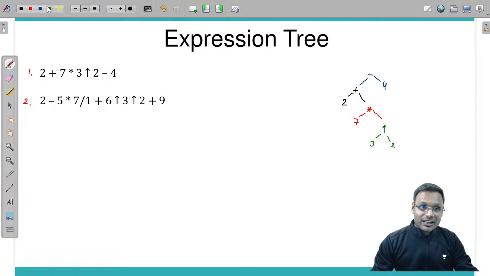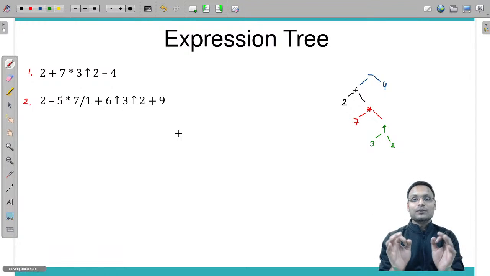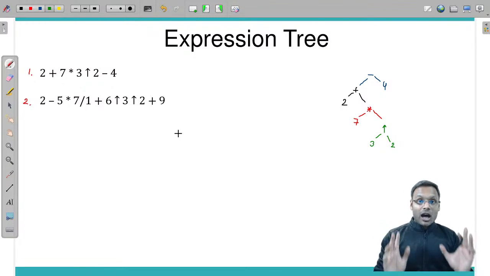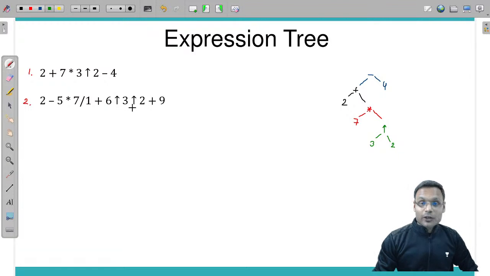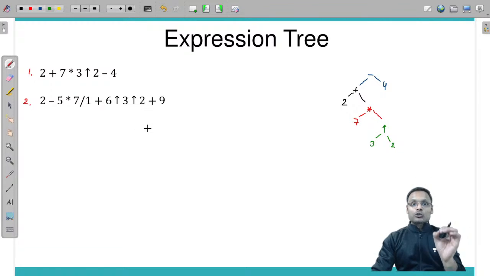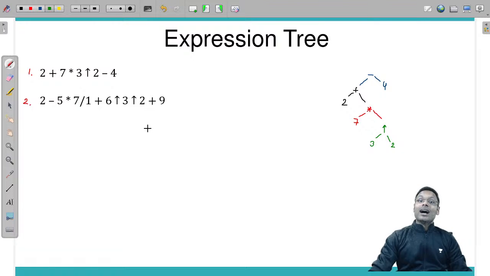Simple. Let's start with the highest precedence operator. So among plus, minus, multiplication, division and exponent, exponent has the highest precedence. Now there are two exponents. So which exponent do you need to solve first? You will solve the exponent on the rightmost side. Why? Just because exponents are right associative, so the rightmost exponent, this one, you need to solve first.